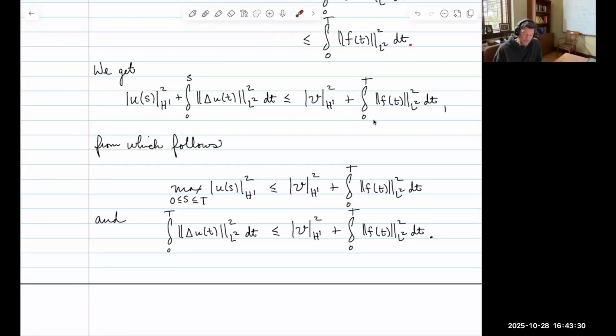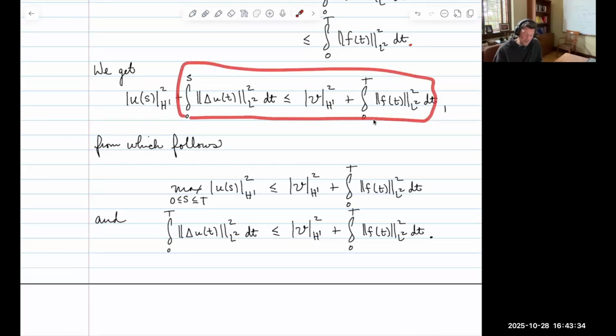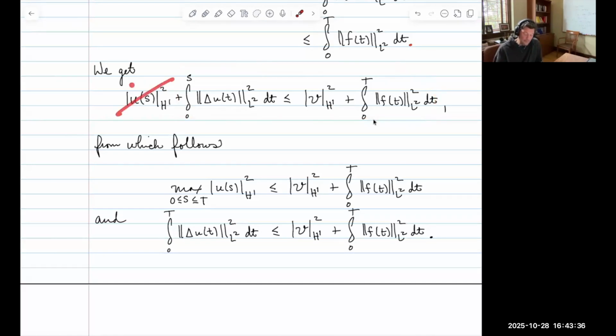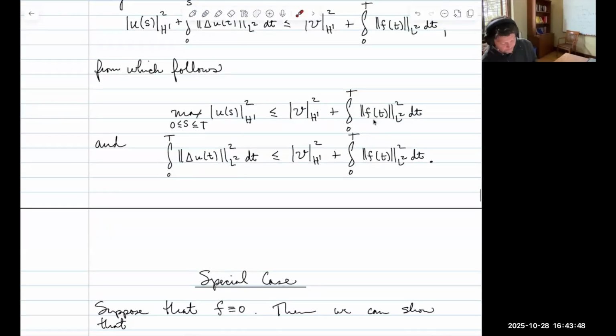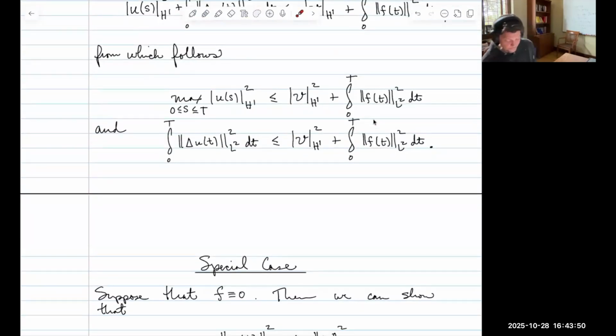What about this term? Well, this guy here comes just by analyzing this part of that. I can throw this guy away, no problem. And I can take this upper bound up to t. That gives me that. And that's exactly what I wanted to show for my second estimate. So those two are done.